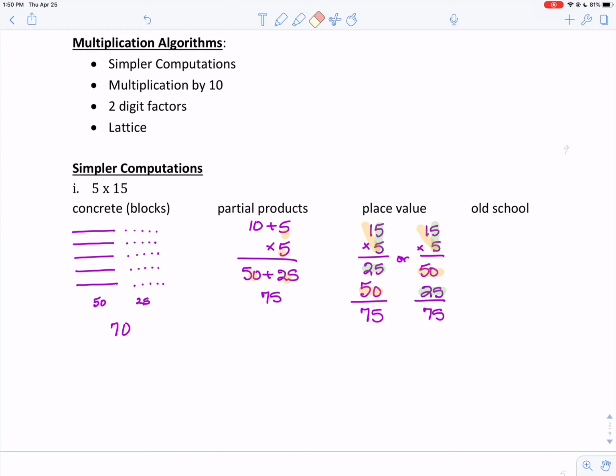And then, of course, we have old school. The old school is when we just multiplied our 5 times 5 and got 25, but we had to carry that 2. And that sometimes confuses students. And then 5 times 1 is 5, and add the 2 to get 75.